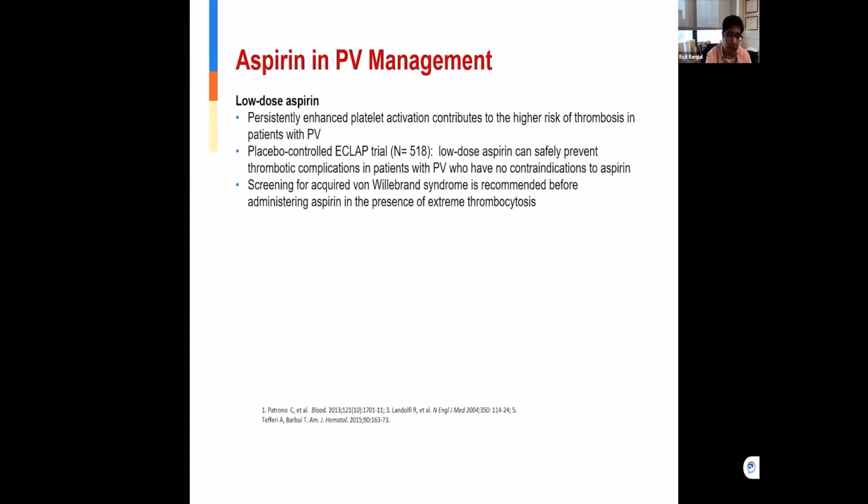So aspirin is one of the central ways that we treat PV. As opposed to ET, where there are some patients who don't really probably need an aspirin at all, in PV, aspirin is central to treatment. And we know that low dose aspirin is beneficial, and one does not need anything more than a low dose aspirin to help the disease.